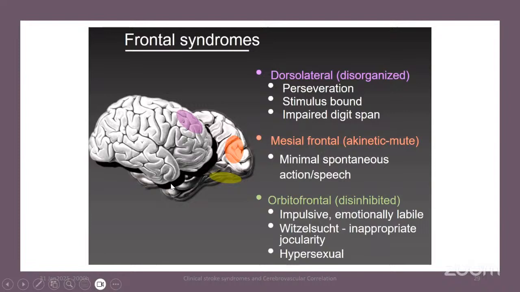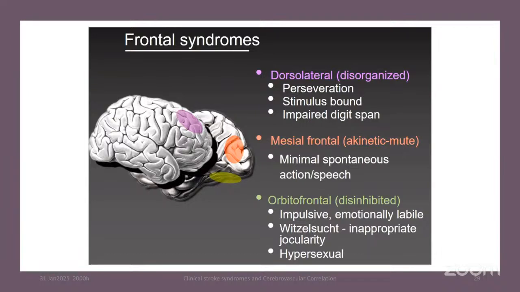Then the orbitofrontal area, and if there is an affliction of this particular area, the individual will become disinhibited, he becomes impulsive, he becomes emotionally labile, and he'll start having inappropriate jocularity. He may develop hypersexuality. So as you can see, there is a lot of damage that happens in frontal lobe syndromes. The frontal lobes are most evolved in humans. We will take them up when we again discuss the vascular syndromes. So this is the prelude to understand the vascular syndromes.